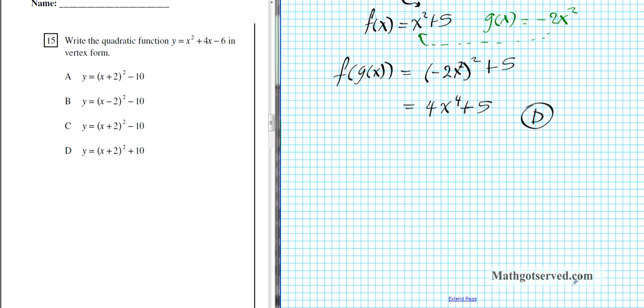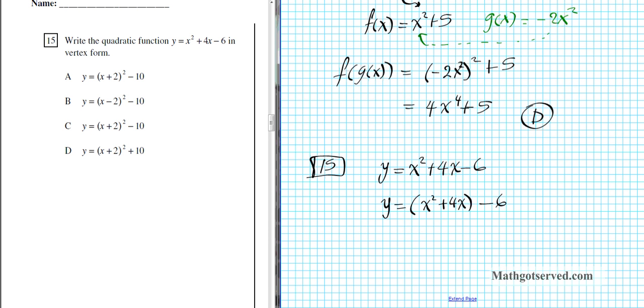We're asked to write a quadratic in standard form in vertex form. So for number 15, we have y is equal to x squared plus 4x minus 6. To do that, we have to complete the square here. So first of all, let's identify our incomplete square. This piece right here is an incomplete square. So we have y equals parentheses x squared plus 4x and then minus 6. Are we ready to complete the square? Absolutely, since x squared has a coefficient of 1.